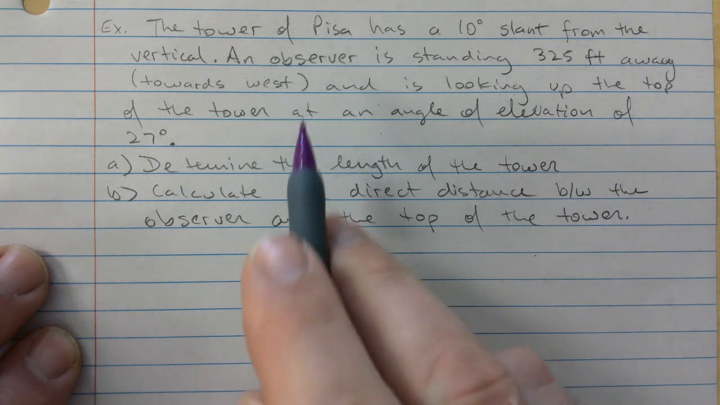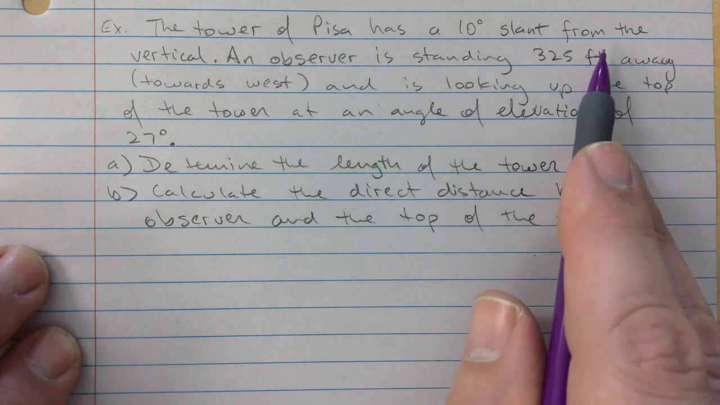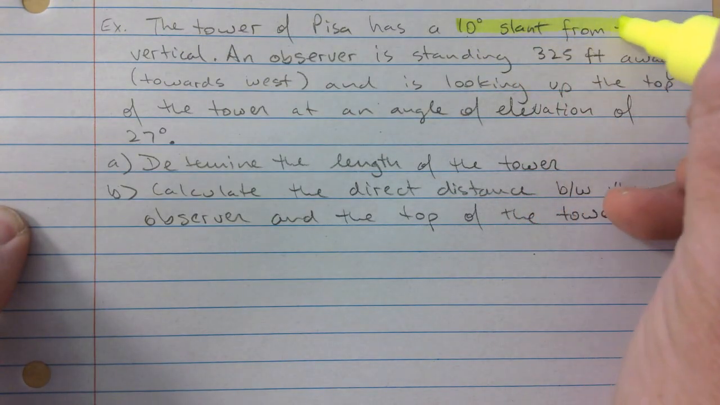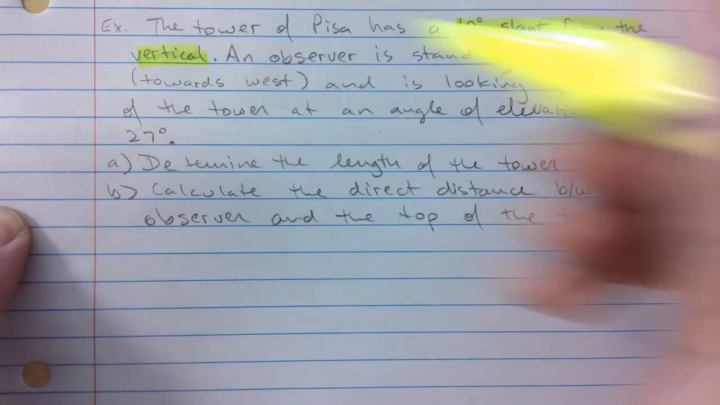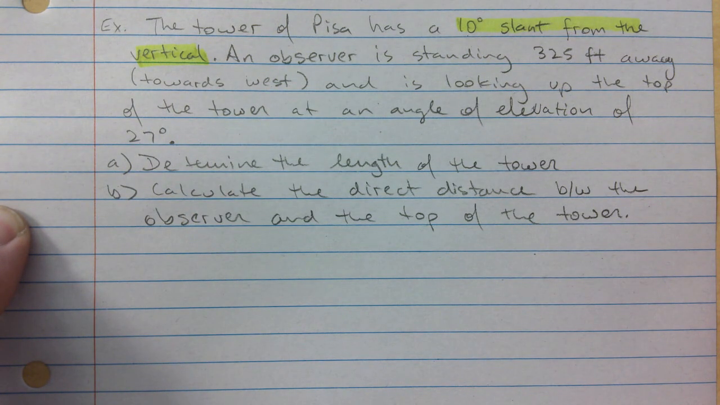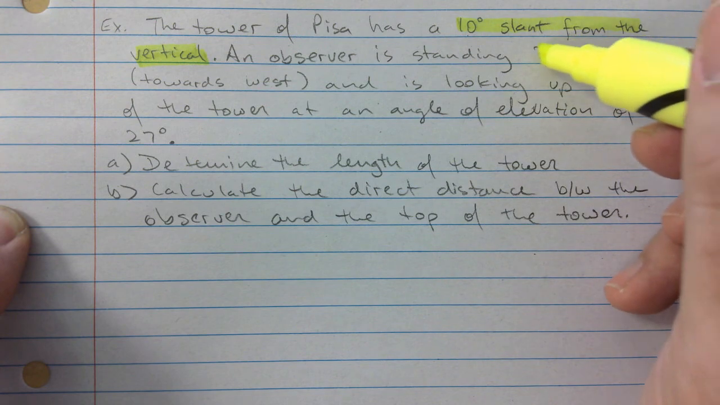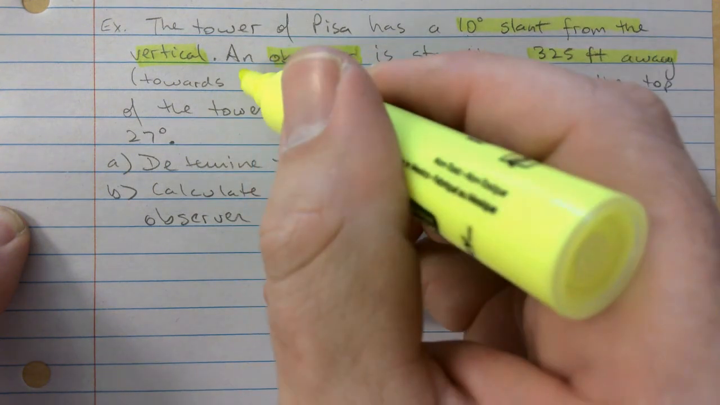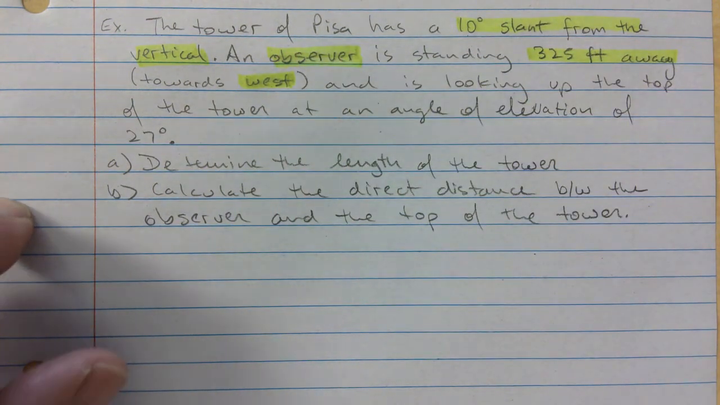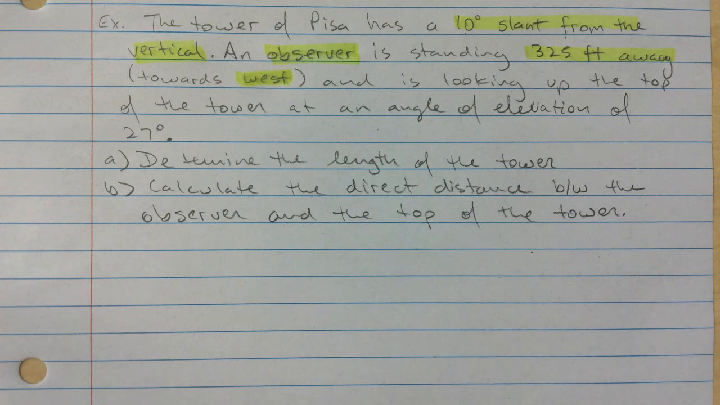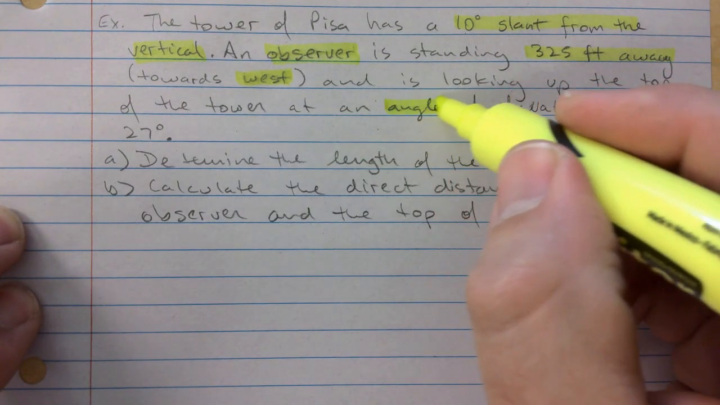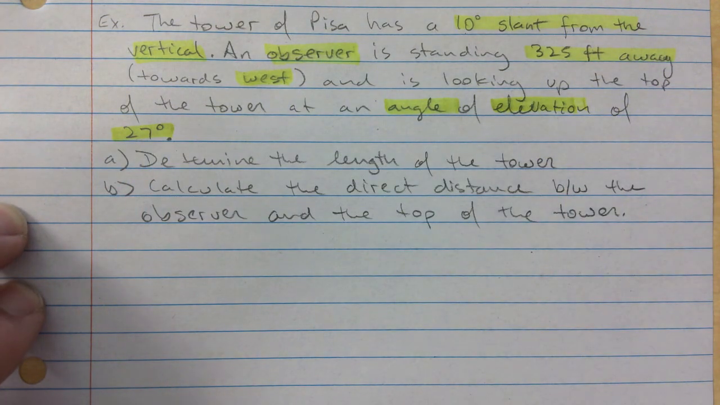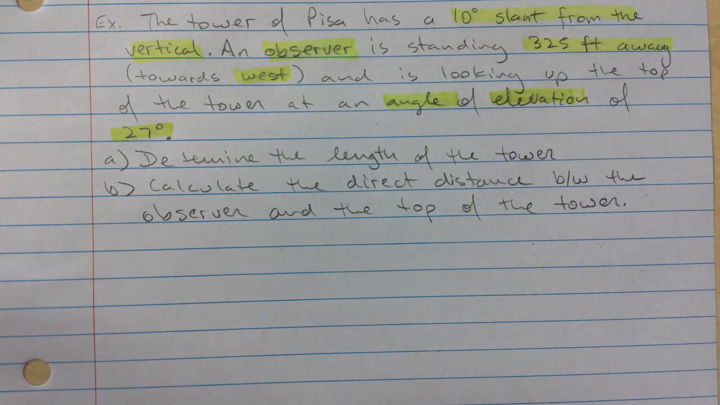So we've got the tower. It has a 10-degree slant from the vertical, right? That's kind of interesting, the wording, so we're going to highlight that. How is that going to work out? The observer is standing 325 feet away, towards the west. So we even know which side of the tower this person is on. And we've got our angle of elevation of 27 degrees. The elevation tells you that it's between the horizontal and the line of sight looking up, right?